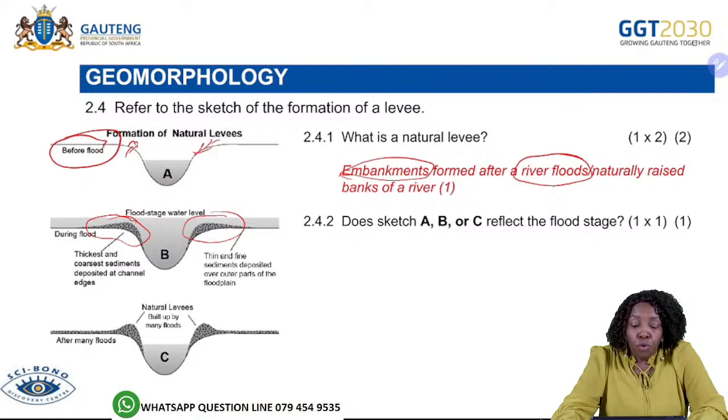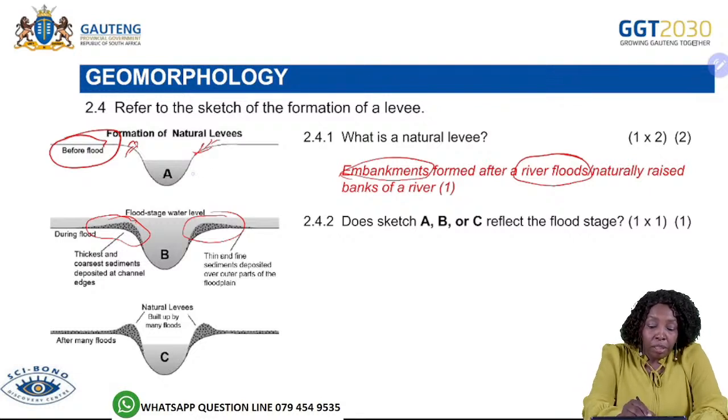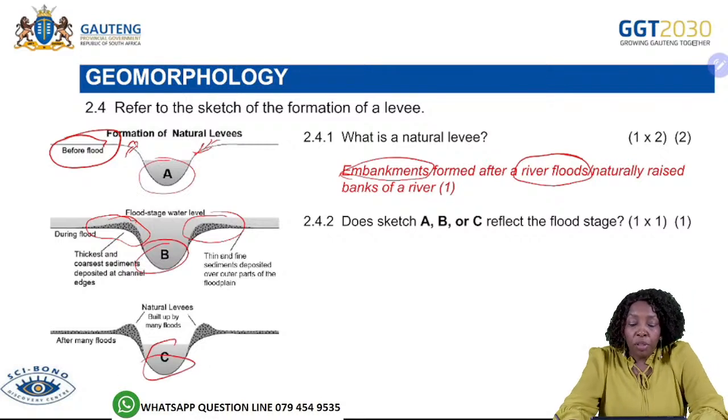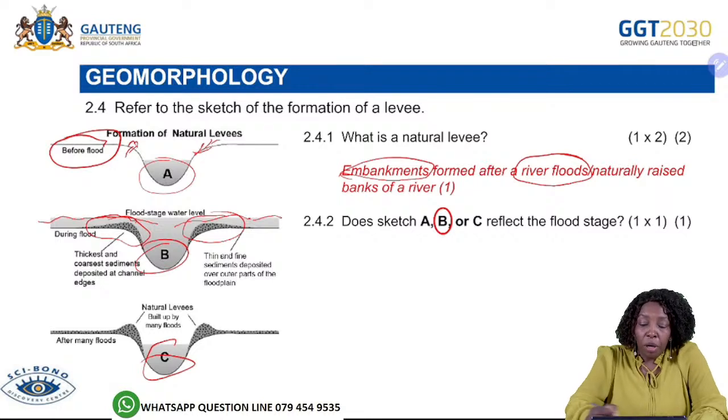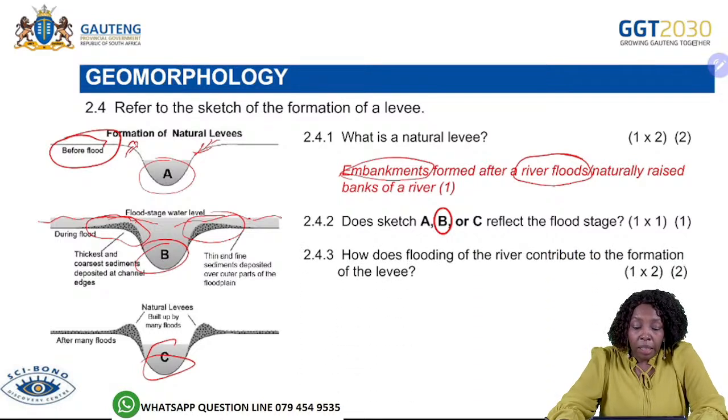The next question, 2.4.2: does sketch A, B, or C reflect the flood stage? So when you look at all these diagrams, is it A or B or C? Which of these sketches reflect the flood stages? B is the correct answer, boys and girls. You can see here there's water that has come out of the river channel and is now overflowing outside here. So that's where we can see the flooding taking place.